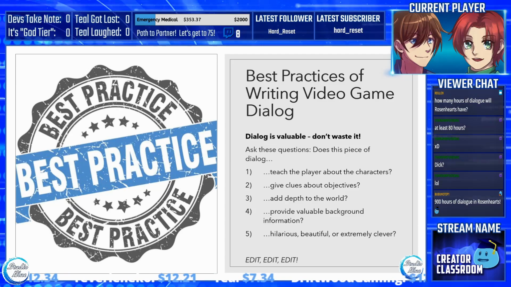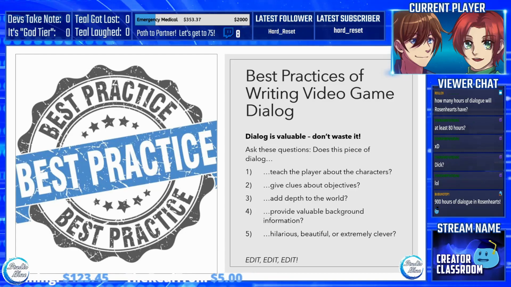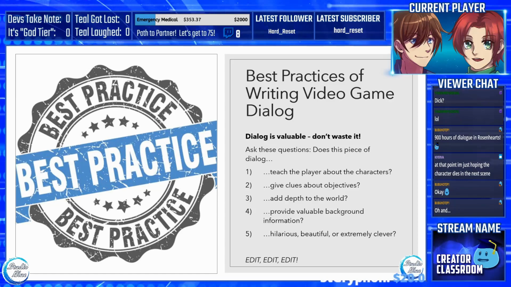Okay, to summarize, you want to keep what works and toss what doesn't. Exactly. And I cannot emphasize enough, edit. It's easier to subtract than it is to add. We cannot emphasize that enough. At that point, you're just hoping the character dies in the next scene. Yes, you're absolutely right.